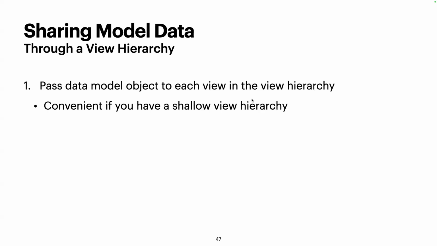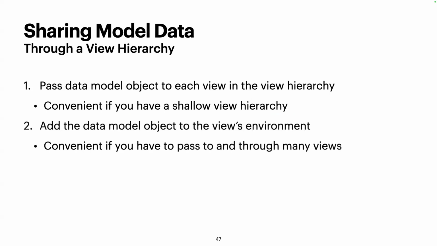This is probably something you have seen in lecture 3, or in mini project 1 already. And this is convenient if you only have a shallow view hierarchy. So this is really convenient if you only have a parent and a subview, or maybe even three views together. But it gets complicated when you have a lot of subviews and you want to pass that object down to the very bottom. So what you could do is add that object to the view's environment.